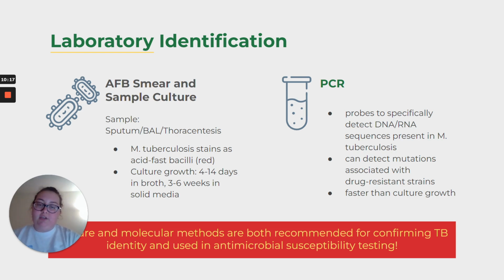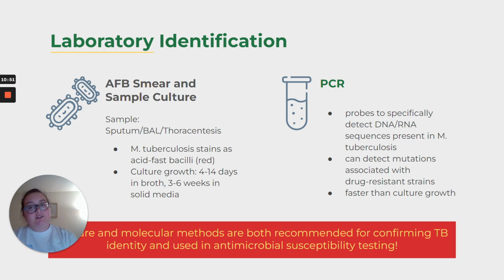PCR can also be used to definitively determine the organism in lab. This uses probes to specifically detect the DNA or RNA sequences that are present in M. tuberculosis, and can also detect mutations associated with drug-resistant strains. PCR is much faster than culture growth. And PCR is super helpful, especially in the era of TB-resistant strains and finding the treatments that are going to work best for patients.